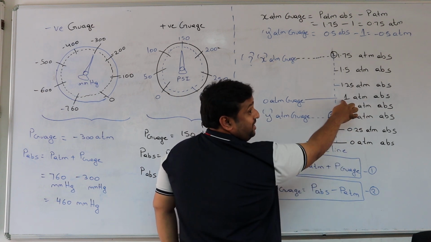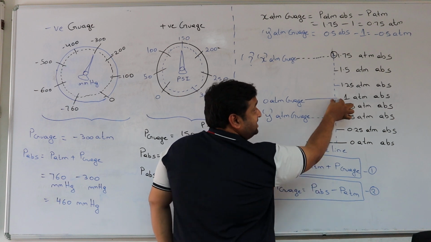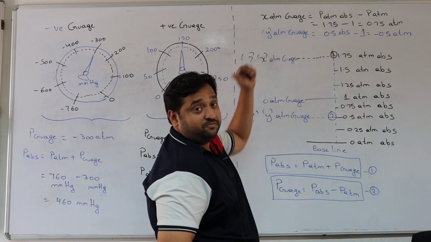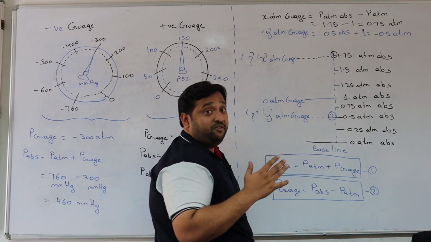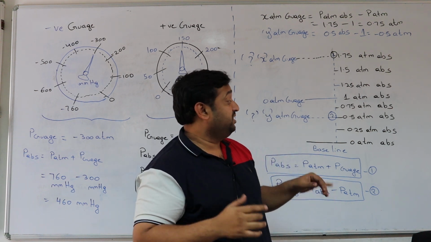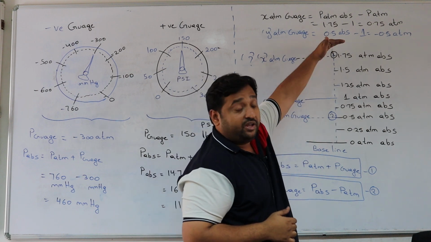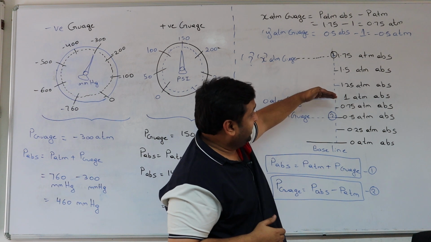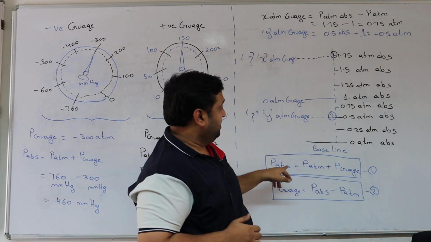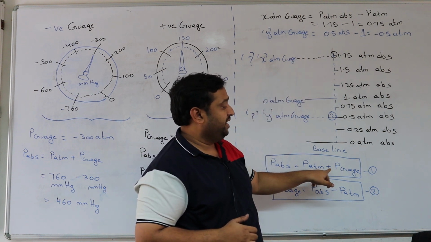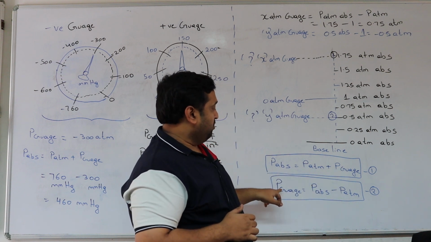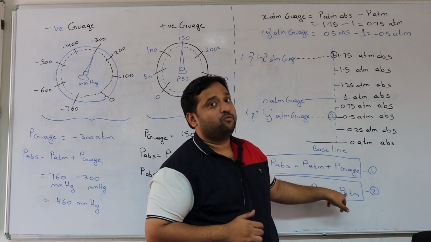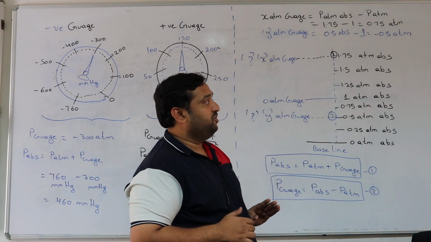From here to here, 1 atmosphere is absolute, plus from here to here is the gauge pressure. That means in fluid mechanics, everywhere you get to see this equation: the absolute is equal to 1 atmosphere from here to here, plus gauge from here to here. That is P absolute is equal to P atmospheric plus P gauge. From this equation, what is my P gauge? It is equal to P absolute minus P atmosphere. This is the general equation people use.